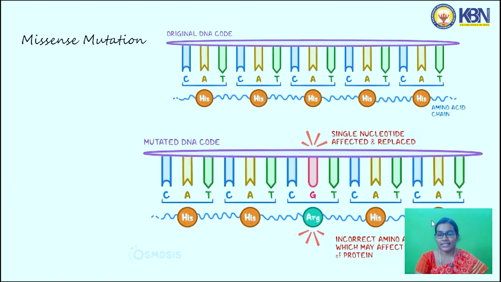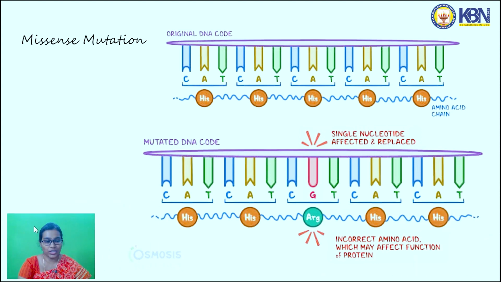So the first is missense mutation. This frame is a DNA, and from the DNA mRNA is made, and from mRNA protein is made, we all know. When the DNA code has a change, a mutation, at one nucleotide, we call it missense mutation.